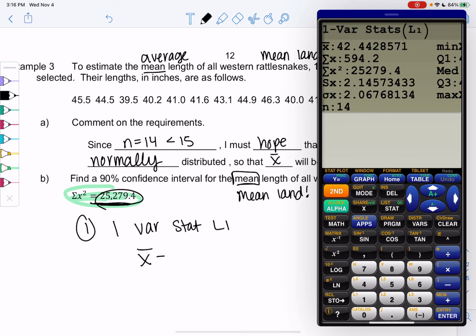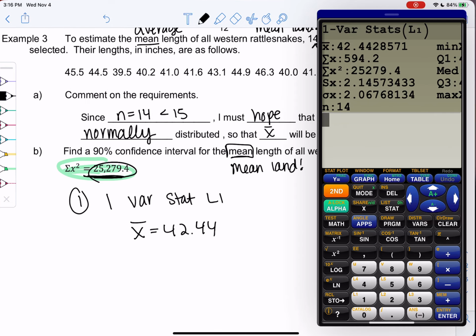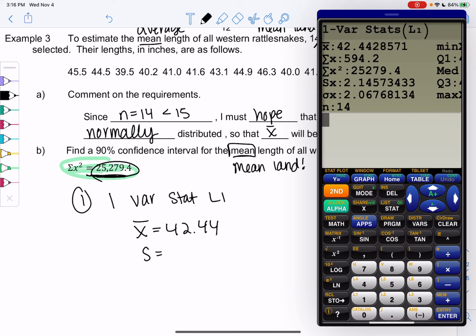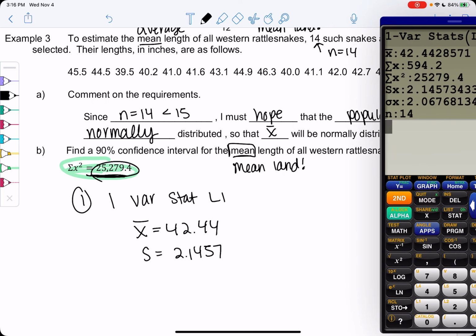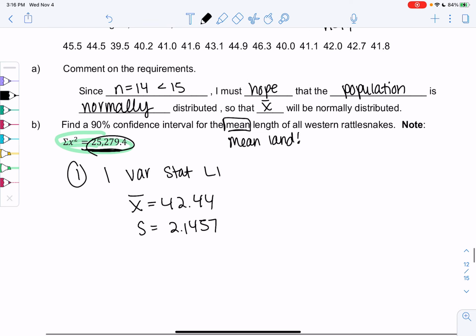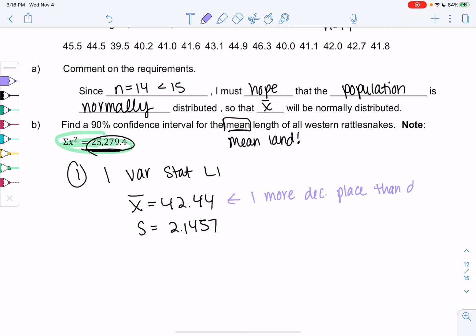So my X bar is 42.44. I usually do one more decimal place than the data. And then my S is 2.1457. And I like to do 5 digits. So I'll remind you of that. So the mean is one more decimal place than data. And then standard deviation is just 5 digits always.